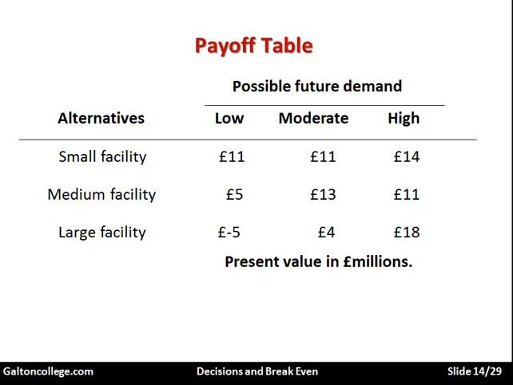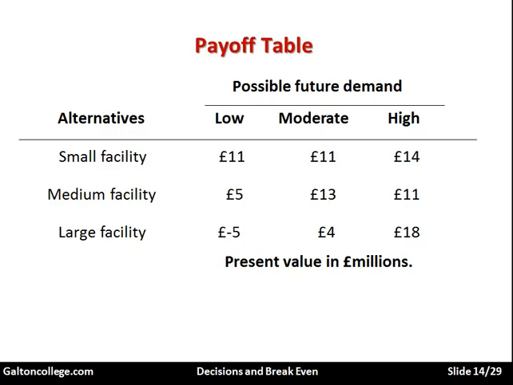Now, if we have a small factory and there's very little sales into the future, the company gets £11 million, let's say a year, which is actually quite significant. If it's a small factory and it's moderate sales, it still would get 11 million because maybe it needs to retool or reorganize itself to step up to more sales in the market. If it's high sales, the small factory may reorganize itself and gain extra sales, 14 million. The medium-sized facility, well, 5, 13 and 11. So moderate future demand seems to give this particular organization better sales.